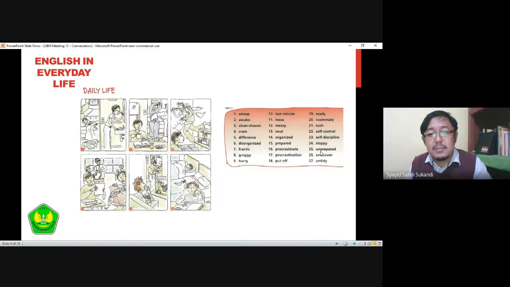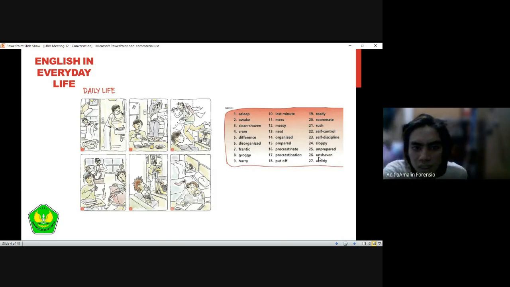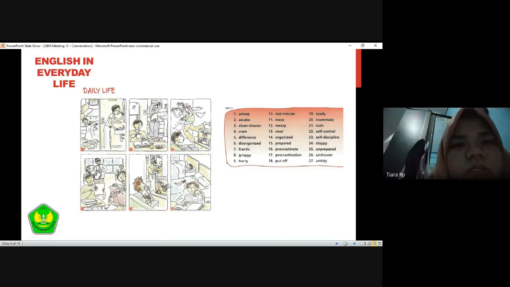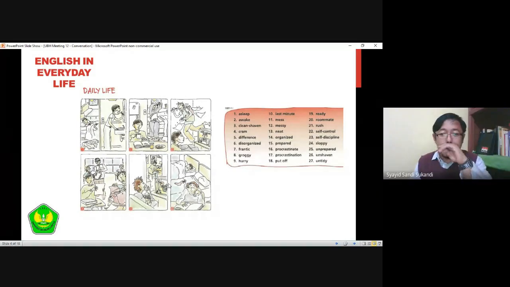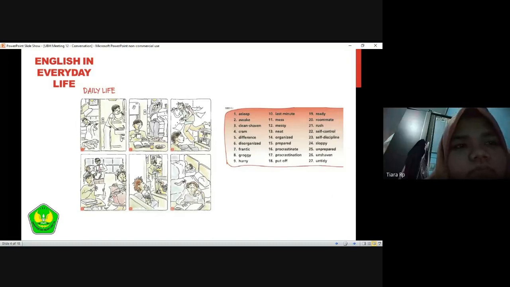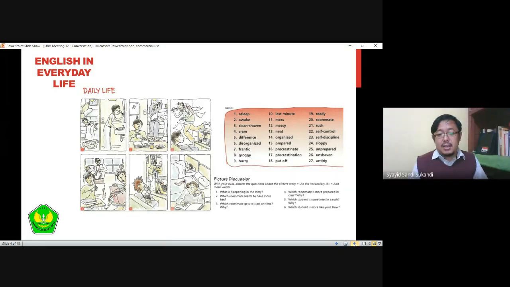Unprepared belongs to Mr. Blue. Unshaven, which one unshaven? It's Mr. Blue. Just like me, I'm unshaven, but sometimes I like to appear like this. When I clean everything, I look so feminine, like my friend said. Okay, and then untidy. Which one untidy? They belong to Mr. Blue. Okay, now this is the question.